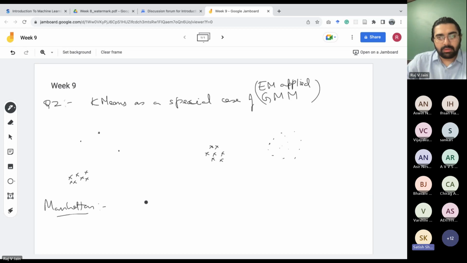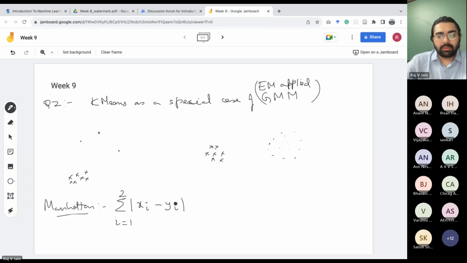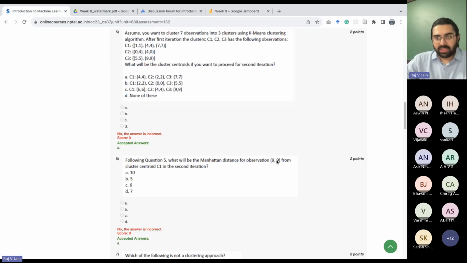For Manhattan, p is 1. That was the idea. Correct. So the summation of |Xi minus Yi|, where i runs over the number of dimensions that we have. In this case, we have only 2 dimensions, X and Y, right? So we just have 9 minus 4 plus 9 minus 4, that is 10, right? So A is the answer.